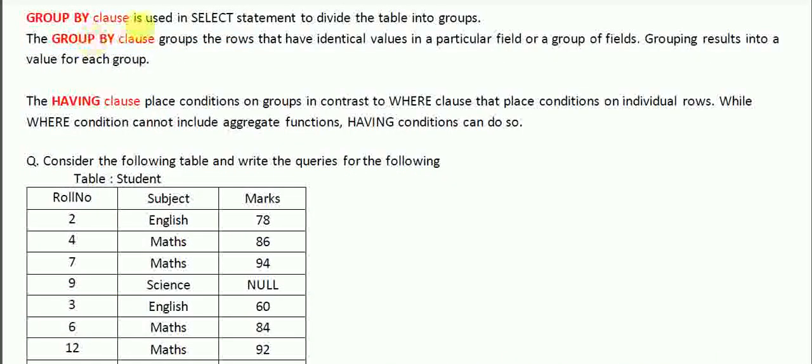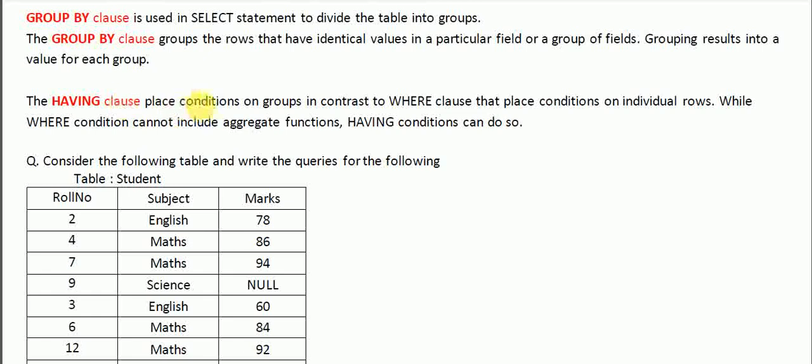Now, group by clause. Group by clause is used in select statement to divide the table into groups. So group by clause can group the rows into different groups. The group by clause groups the rows that have identical values, meaning the rows having similar value are put into one group. Grouping results in a value for each group. So we have a single value for each group.